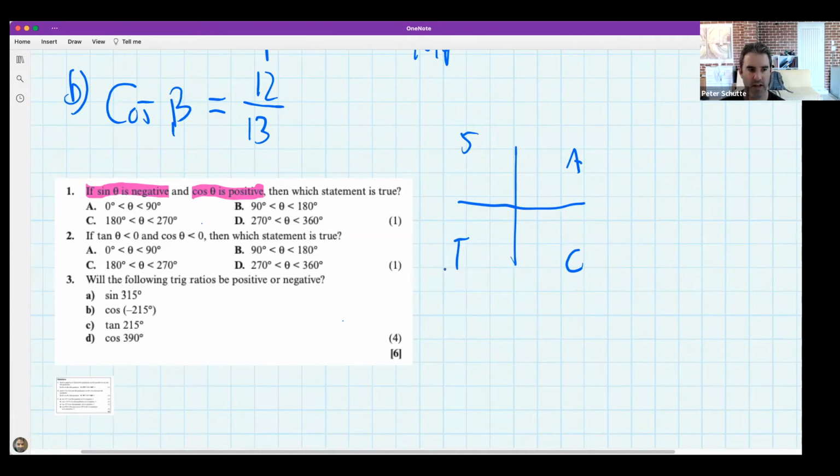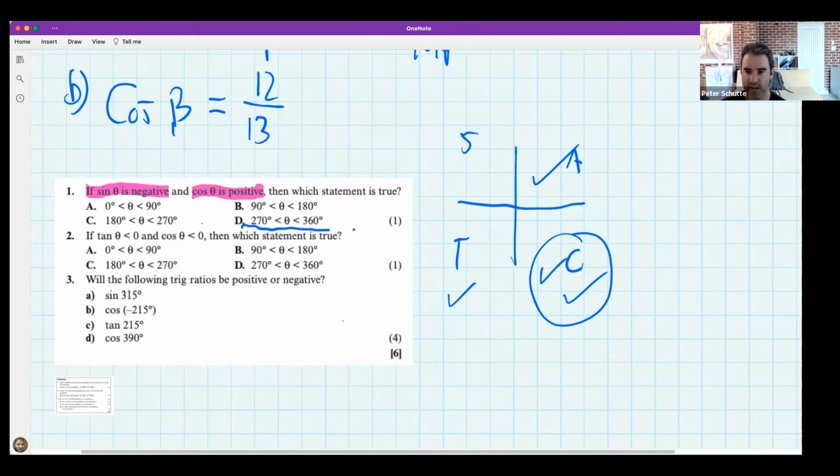So the CAST diagram, where is sine negative? Sine is negative here and here. And cos is positive here and here. So which quadrant has 2 ticks? It's going to be this one over here, which is D. 270 to 360. Okay, so this is what we call locating the right quadrant.